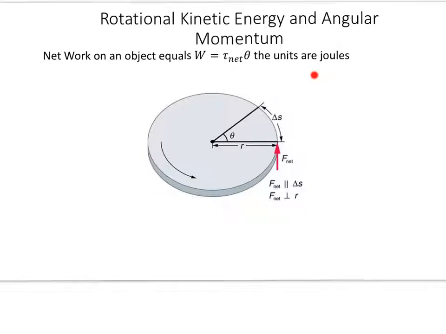And notice also that the units for work in rotational systems are joules, just like they are in linear systems. And of course, if you multiply the units of torque, which is Newton times meters, times the radian, which really doesn't have any units, you just get back Newton times meters, and in that case, it's equal to a joule.